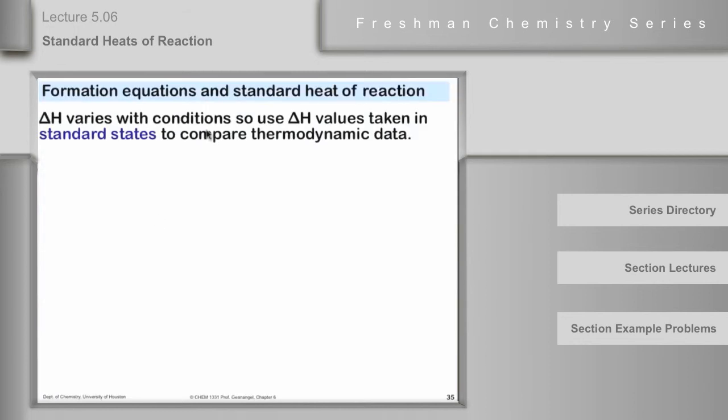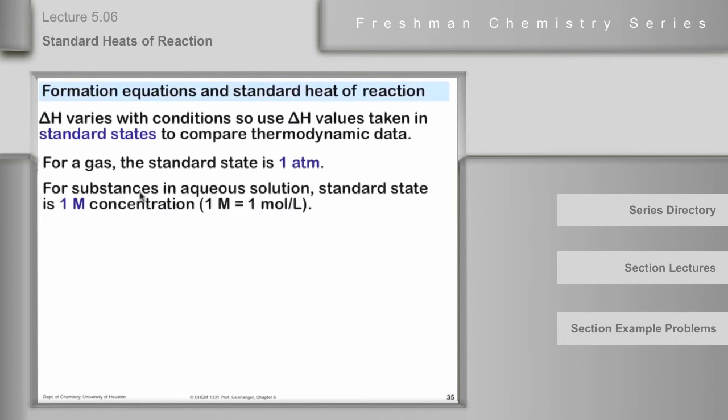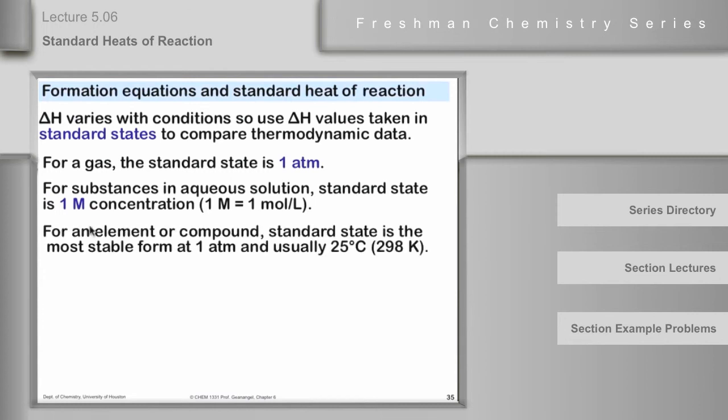Delta H varies with conditions, so delta H values are taken in so-called standard states so as to be able to compare them as thermodynamic data. And it's pretty simple. For a gas, the standard state is 1 atmosphere. For a solution, the standard state is a 1 molar concentration. Nothing too surprising there. 1 molar means 1 mole per liter.